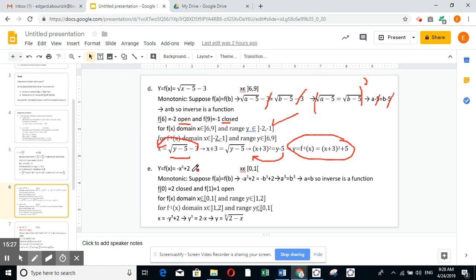Here, it's a power 3. So I want to check if monotonic. So minus a cube plus 2 equal minus b cube plus 2. 2 and 2 cancel. So a cube equal b cube. So a equal to b. So the inverse is a function.